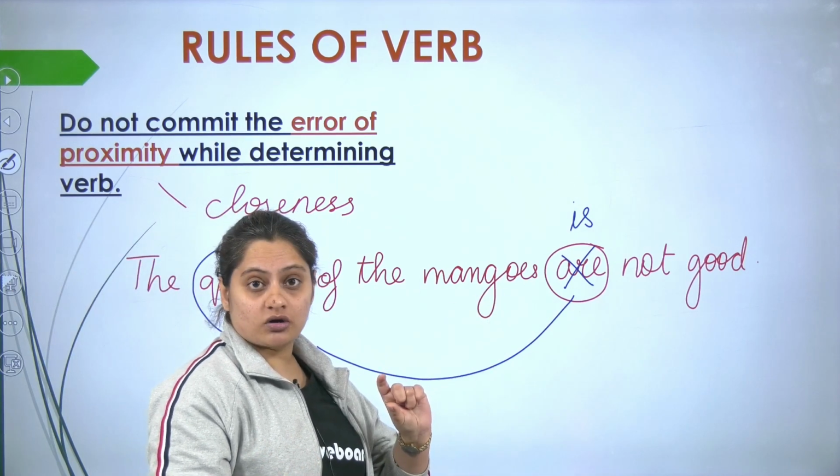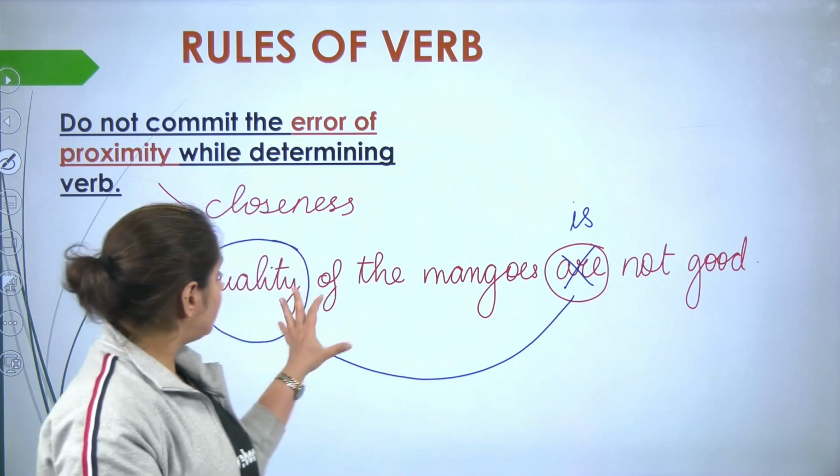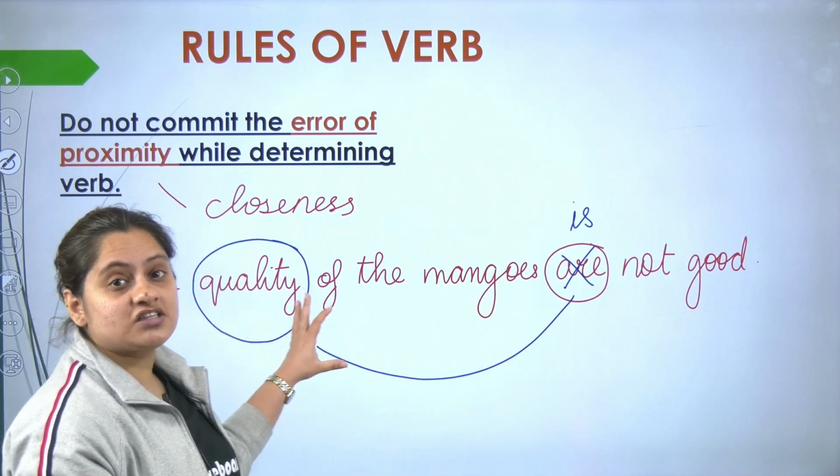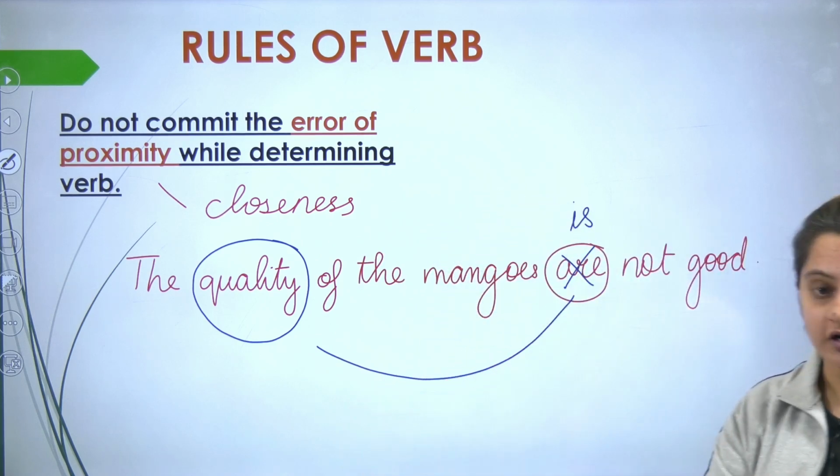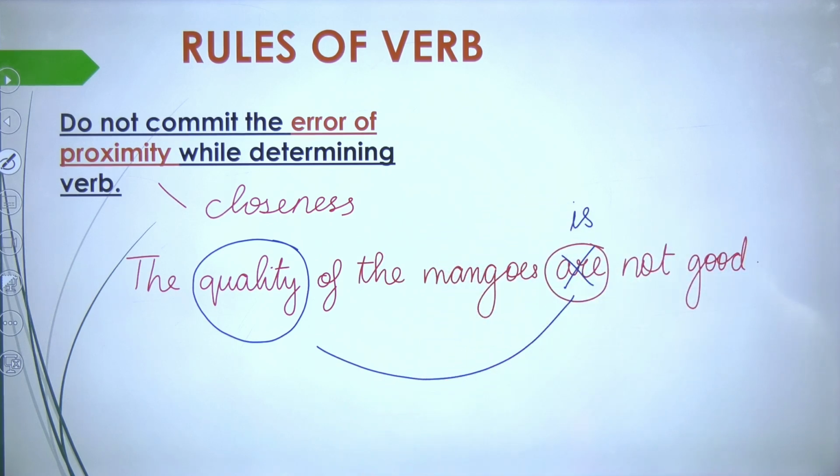They will mark the verb according to this. No. What are you talking about? What is not good? Quality is not good. Quality is singular subject. Are you getting the point? So this is what is called error of proximity. We sometimes make this error a lot. Okay, this sometimes I feel is more like a silly error.